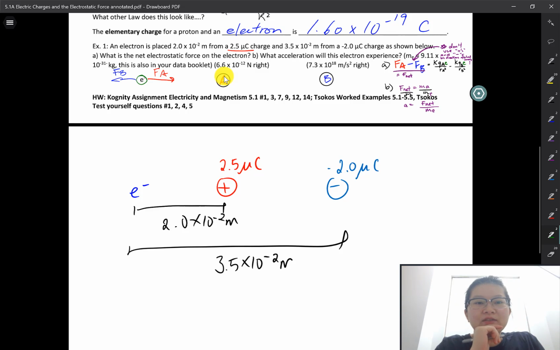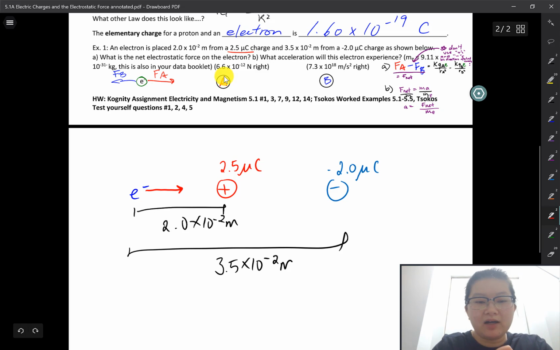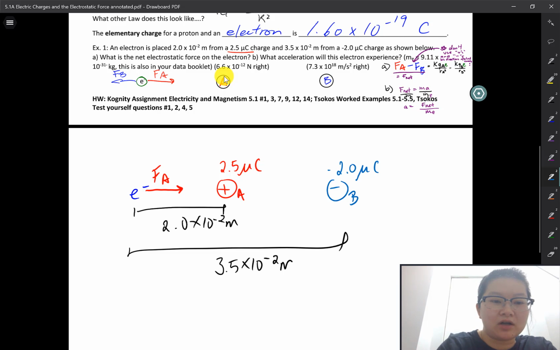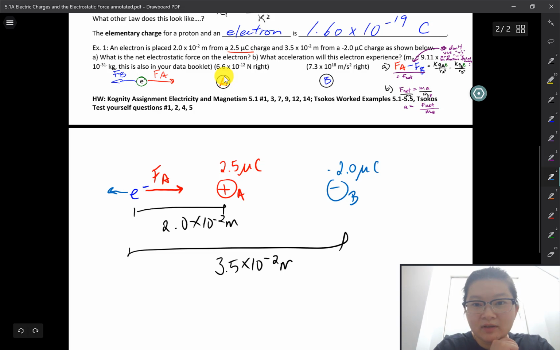For question A, we want to find the electrostatic force acting on this electron. We know that negative charges will be attracted to positive charges. So actually, I'm going to call this guy A, and I'm going to call this negative charge here B. So it's going to have a force of attraction to A. So I've drawn the Coulomb force towards the positive charge, and it's going to be repelled by this negative charge in the opposite direction, assuming they're all in the same line over there.